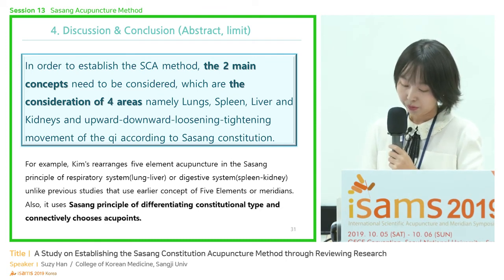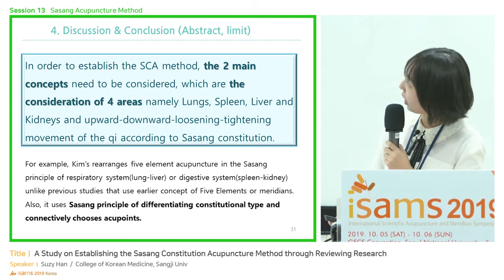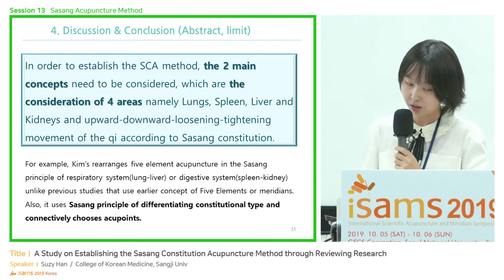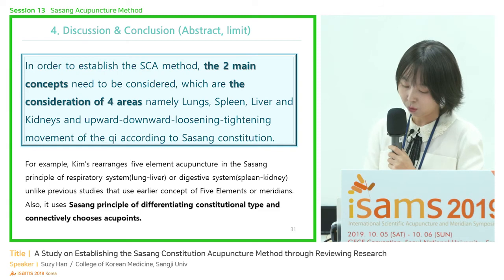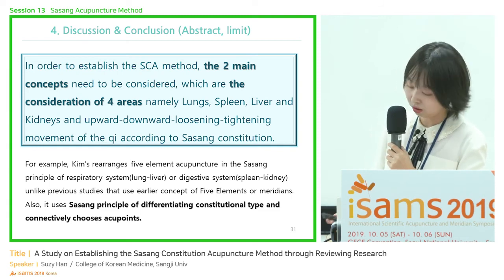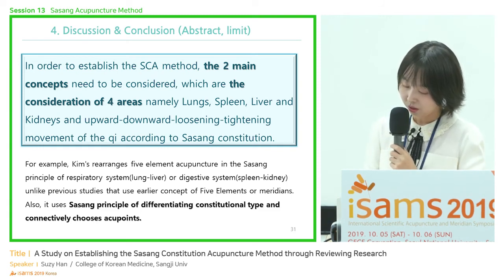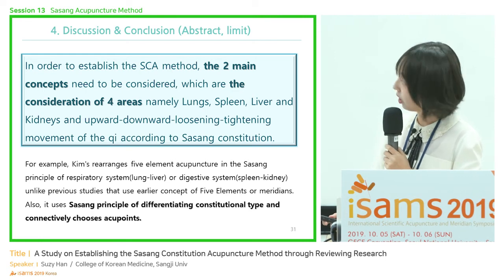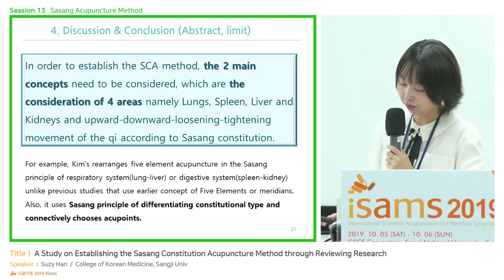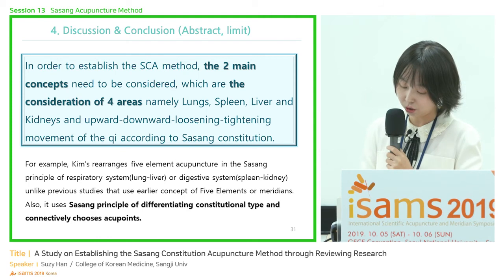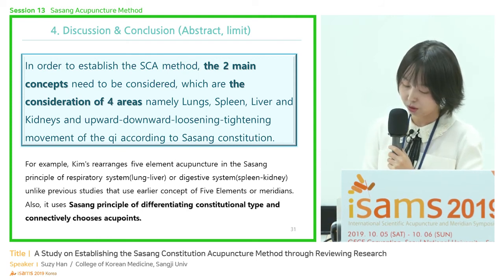For example, Kim rearranges five-element acupuncture in the Sasang principle of the respiratory system, lung to liver, or the digestive system, spleen to kidney. Unlike previous studies that use the concept of five elements or meridians, it also uses the Sasang principle of differentiating constitutional type and selectively chooses acupoints.